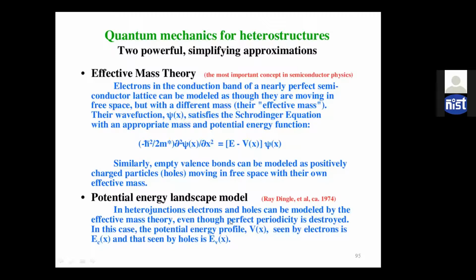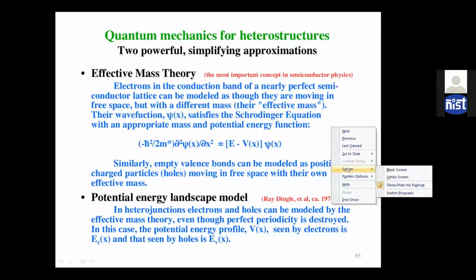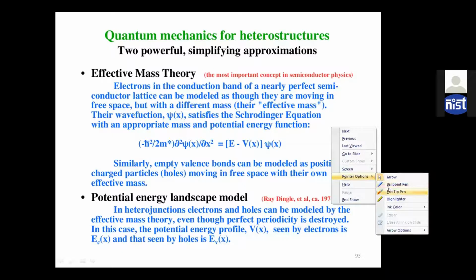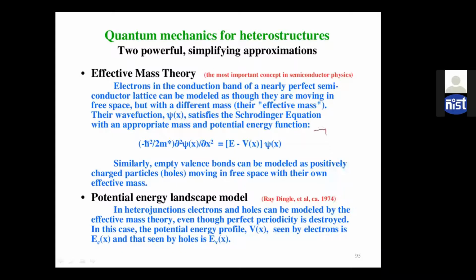That means the potential energy profile seen by the electron is what I plotted in the last slide. If you make this, this is the quantum well, and this is the barrier. The electron which is present here, you can see its energy is this one, that is Ec. Similarly, the hole which is present in the valence band, you can see its energy is Ev.